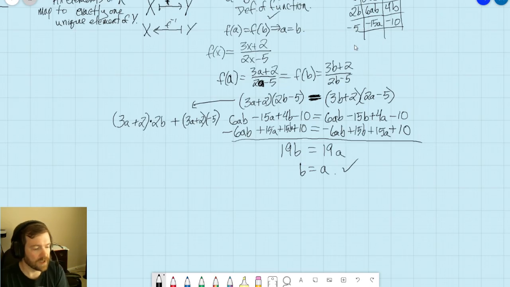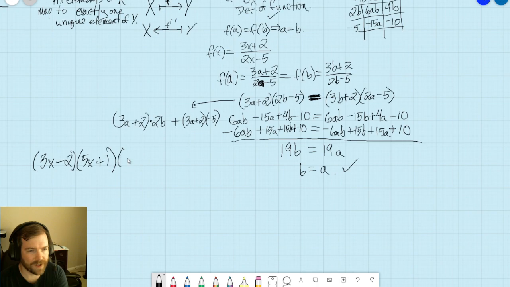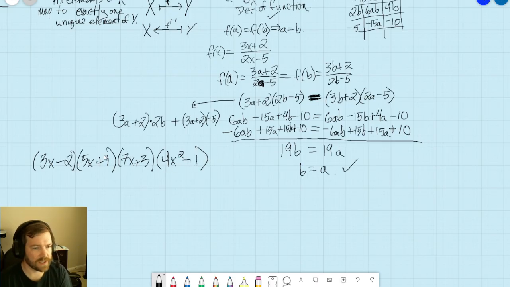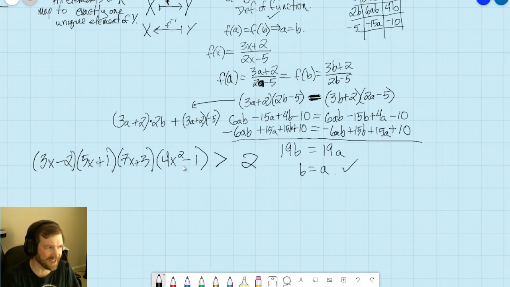The pre-calc students do have to multiply through larger polynomials. So like 3a minus 2 times 5x plus 1 times 7x plus 3 times 4x squared minus 1. My students don't have to multiply this out, but especially if it was greater than 2, then they're like, because you have to multiply all this out and then subtract the 2 and then put it back together again.